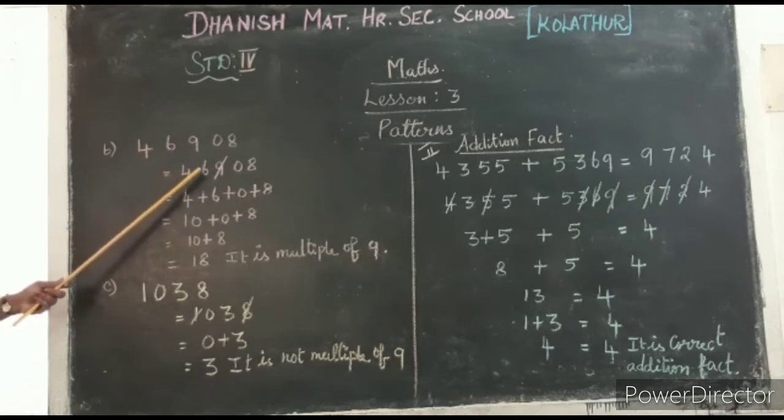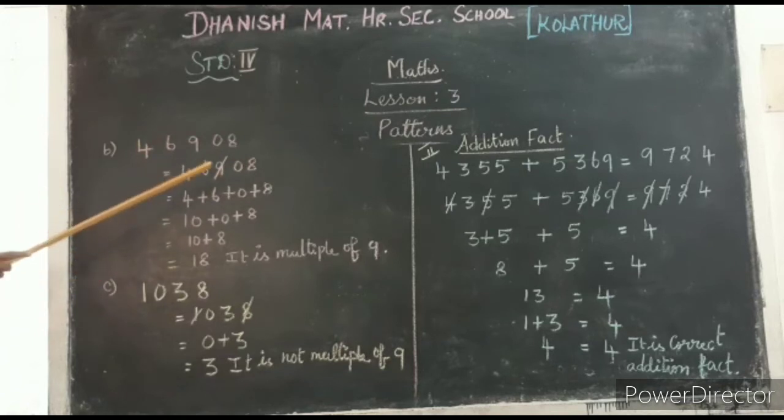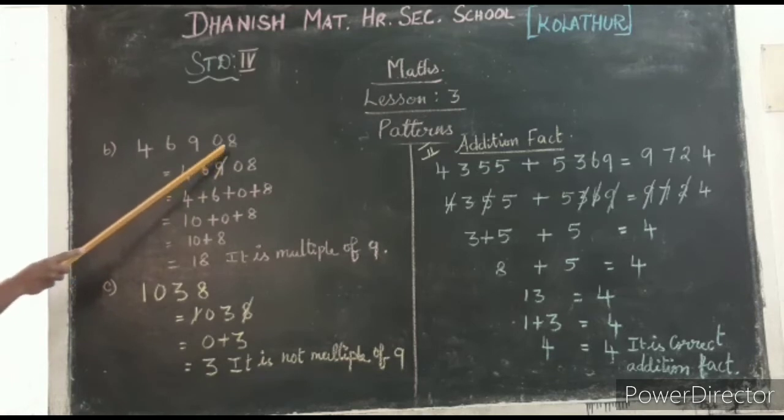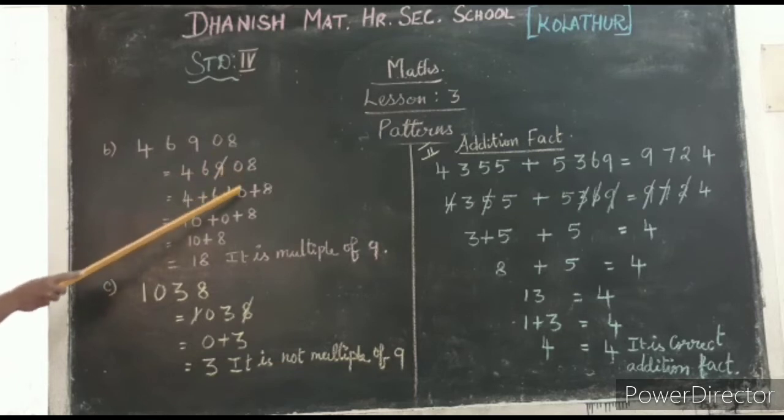So 4, 6, 9, 0, 8. So now what should we do? We have to cast out 9, that is cut 9. So if you have cut 9, the remaining numbers you should write: 4 plus 6 plus 0 plus 8.